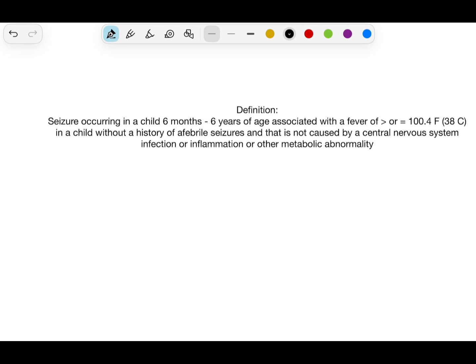And here it is. It is a seizure occurring in a child 6 months to 6 years of age associated with a fever of greater than or equal to 100.4 degrees Fahrenheit or 38 degrees Celsius in a child without a history of afebrile seizures and that is not caused by a central nervous system infection or inflammation or other metabolic abnormality. Bit of a handful there, but I think the important thing to remember: you have a kiddo, 6 months to 6 years, they have a fever, they have a seizure, and no history of afebrile seizures, so they're not epileptic, for example.